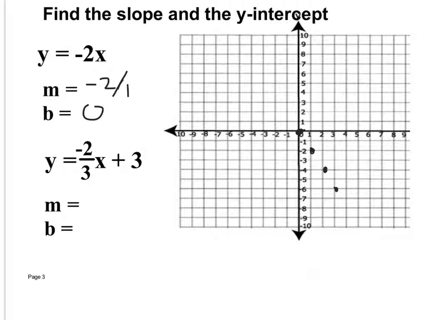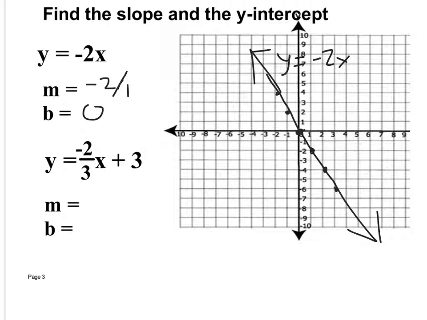Up 2 over 1. Up 2 over 1. Right, I go to the left. All right, I've got at least 3 or 4 points, so enough that I can graph it. So I just draw a line through it, put my arrows, and I want to label it y equals negative 2x. I want you guys to do y equals negative 2/3 x plus 3. All right, go ahead, write out what m and b are, put it on a graph, label it, and then you're going to compare it to what I do here in a minute.